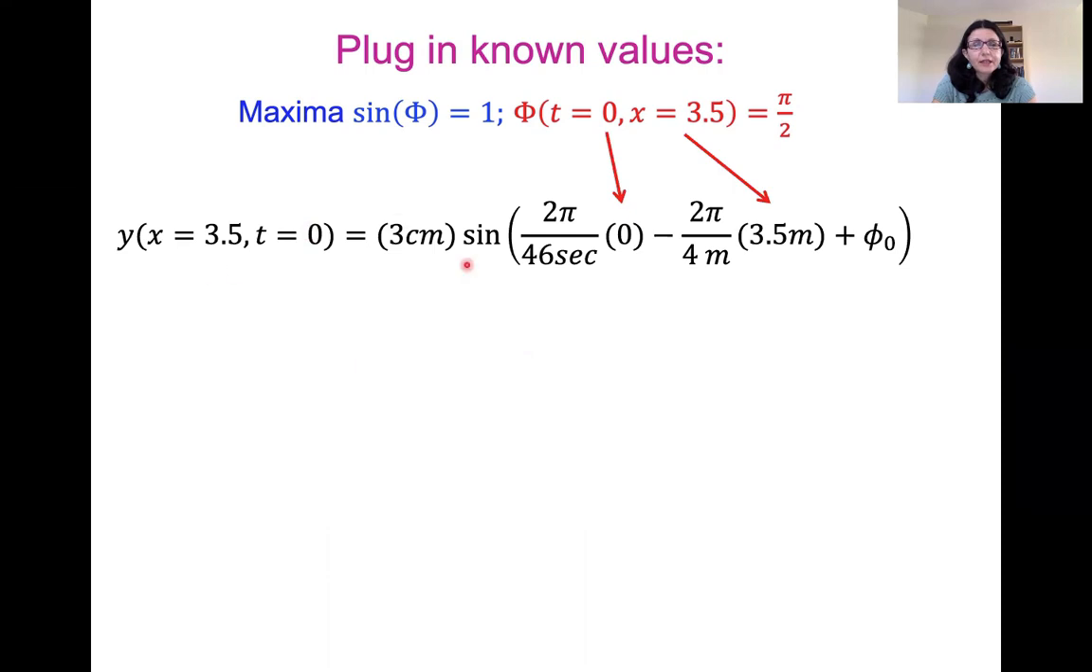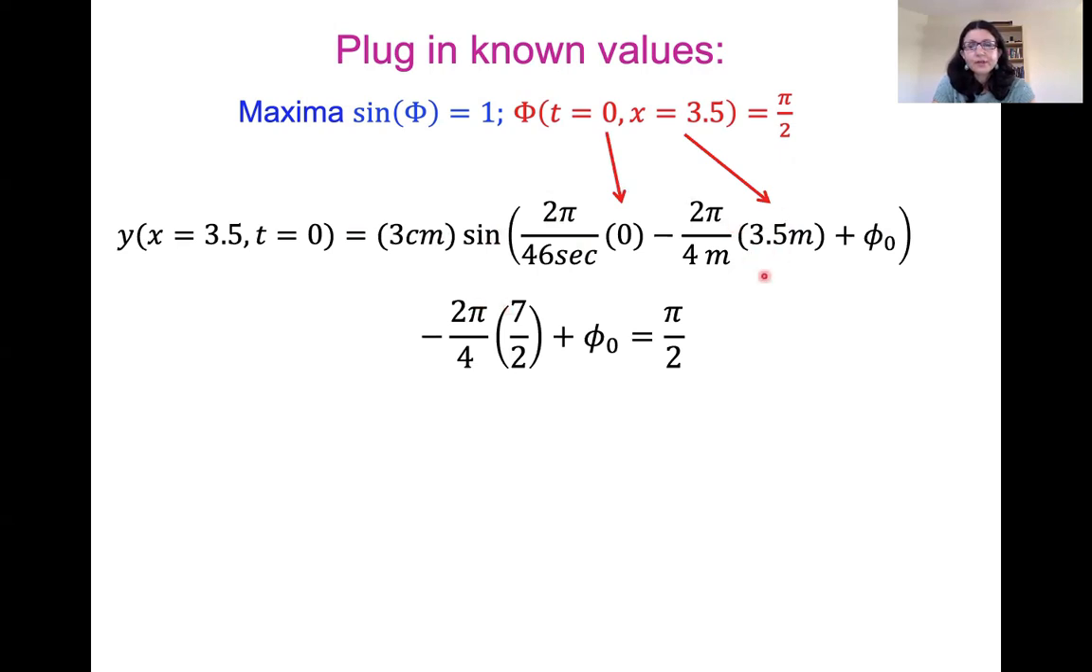So again, we're taking our wave equation, and now for t, we plug in 0. For x, we plug in 3.5 meters. And again, this should be y, not capital phi. Capital phi is the actual phase constant, which is what's inside the brackets. So everything inside the brackets has to be set equal to pi over 2, because we know that sine of pi over 2 is 1, because we chose a maximum point.